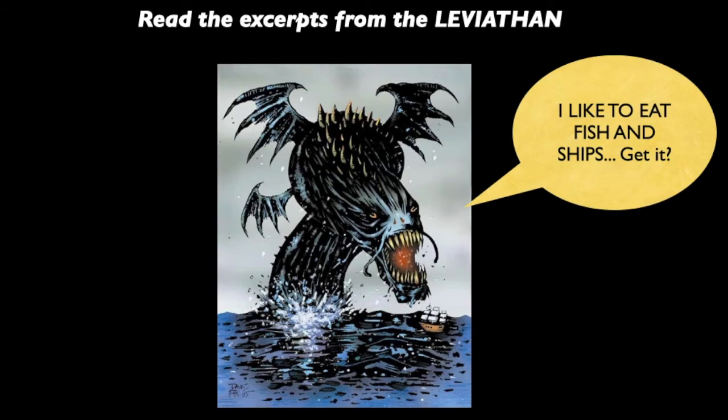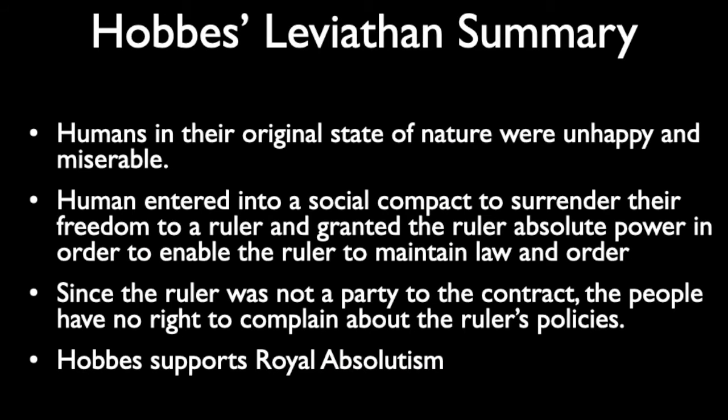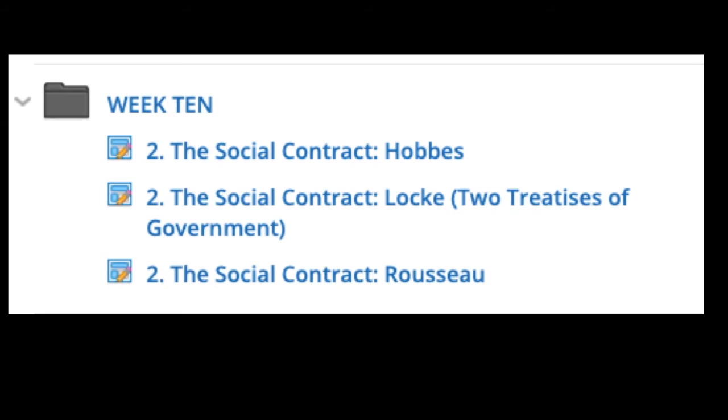Let's talk about Hobbes' Leviathan. Hobbes felt that we as humans needed a Leviathan, or something to be in awe of. He thought in our original state of nature we were unhappy and miserable, and that we entered into a social compact to surrender our freedom to a ruler and grant the ruler absolute power in order to enable the ruler to maintain law and order. Since the ruler is not party to the contract, the people have no rights to complain about the ruler's policies. He supports royal absolutism.